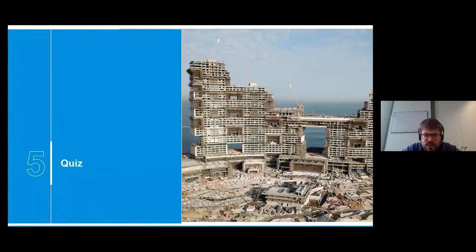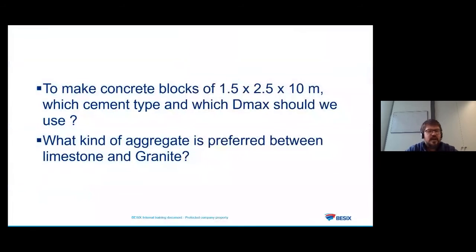As I said, when I say a quiz, there are 3 questions, and let's see if we can try to answer this together. Just a few examples. If you want to make a concrete block of 1.5 by 2.5 by 10 meters, these are blocks for quay walls usually. So you see it's really big blocks, really massive concrete elements. What kind of cement are we going to use, and which Dmax are we going to use? Does anyone want to try?